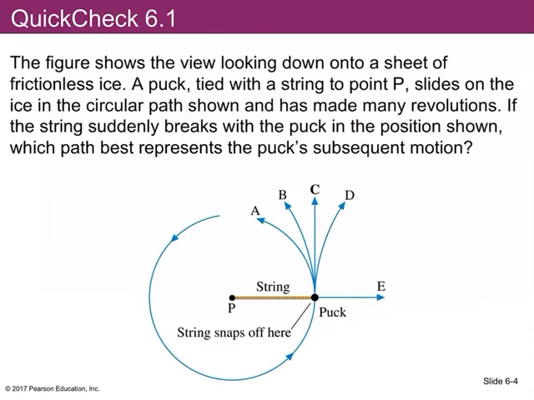Okay, so we did this quick check where if you have this string and it snaps, which direction is it going to go? Well, after it snaps, it's no longer in circular motion. So from there, it's just going to be tangent to whatever point it is. So that would be C.